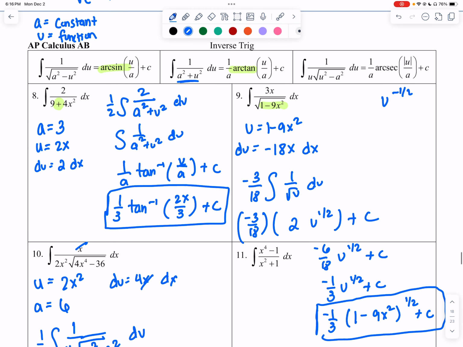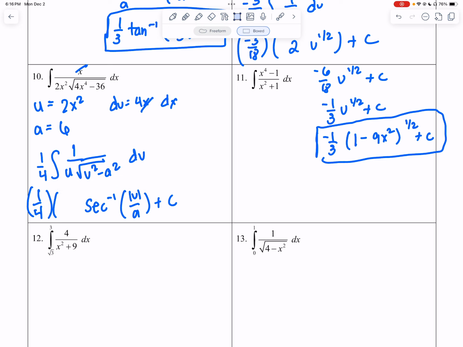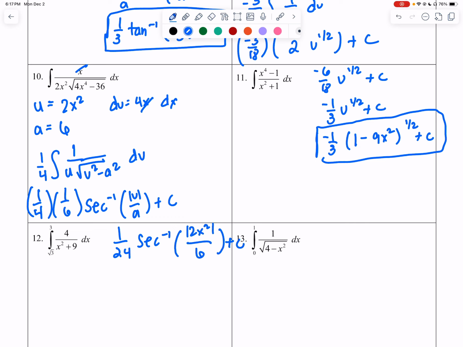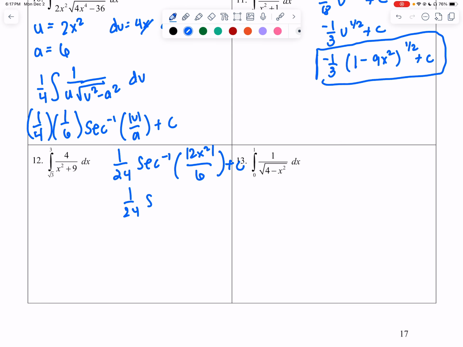Let's see, and then don't forget about the 1 over a, which I did. In this case, your a is going to be 6. So then I have 1/6 right here. You are going to simplify this a little bit. So 1 over 24 inverse secant of 2x squared over 6 plus c. Now, remember that 2x squared is always going to be positive. So technically I could drop the absolute value and simplify a little bit and get this lovely thing right here.